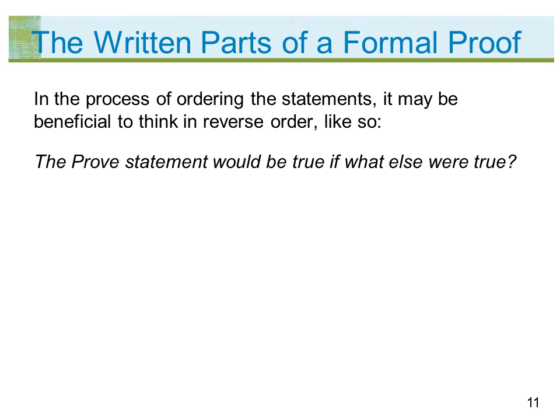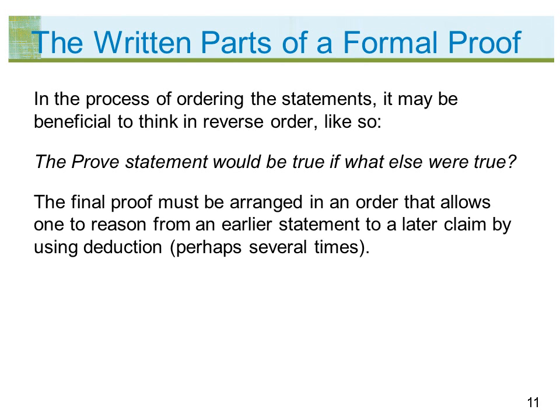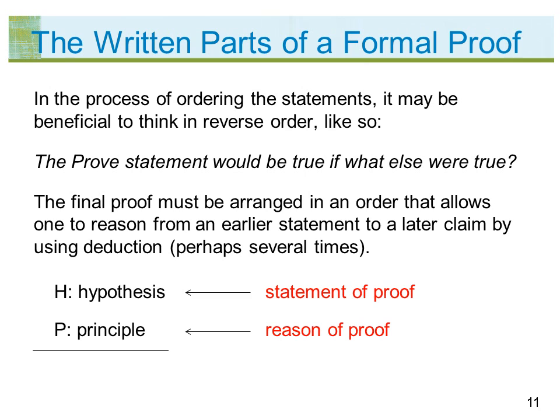The proved statement would be true if what else were true? The final proof must be arranged in an order that allows one to reason from an earlier statement to a later claim by using deduction, perhaps several times. H. Hypothesis. Statement of proof. P. Principle. Reason of proof. Therefore, C. Conclusion. Next statement in proof.